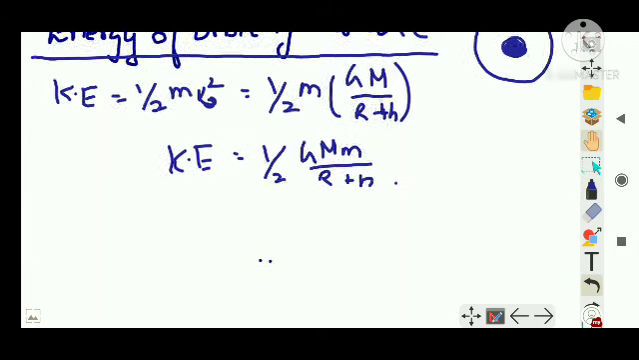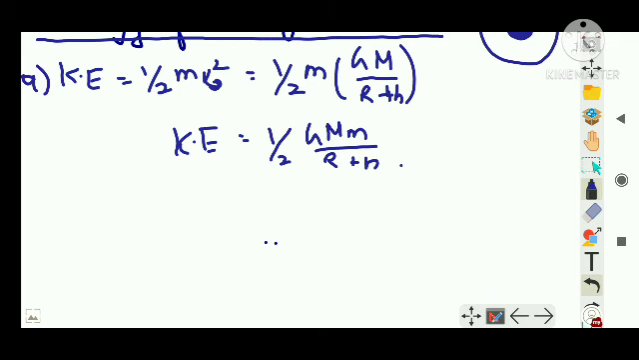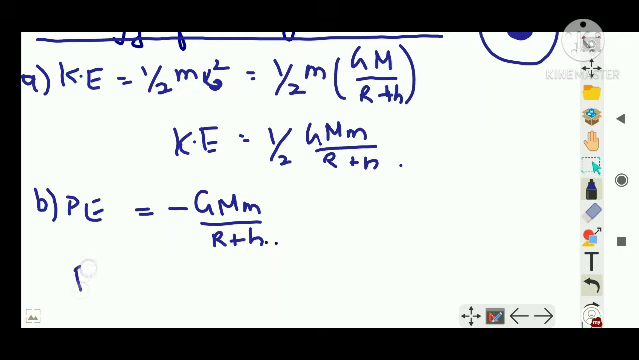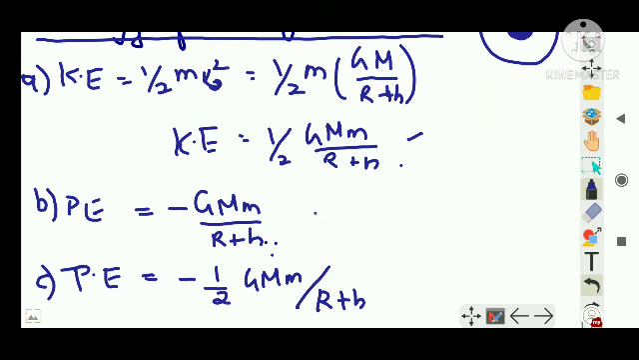Let's mark this as A. Now let us talk about potential energy. What would I write? You have already derived the formula as minus GMm by r plus h. Very easy. Someone asks you for the sum of potential energy and kinetic energy, that is our total energy. Add these two, half minus 1, so it will be minus half GMm by r plus h. So you got the expression for kinetic energy, potential energy and total energy.